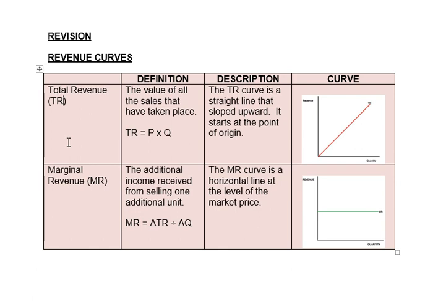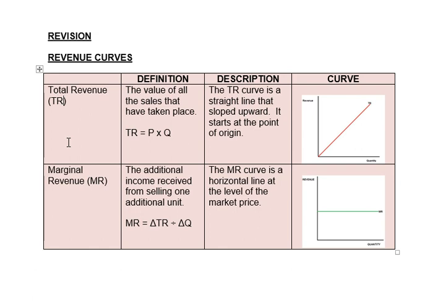So if you see a total revenue curve that starts at the point of origin and it is a straight line that keeps going up and up and up, then you know this is the perfect market. Also important is the marginal revenue, or MR.